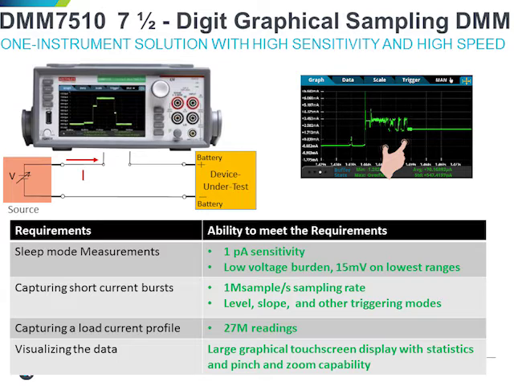To capture the fast current burst due to an RF transmission, the DMM 7510 can sample at rates up to 1 megasample per second. The DMM 7510 has numerous trigger options to initiate the capture of a current burst. The instrument also has a deep memory for capturing a profile of all the operating states of your product.